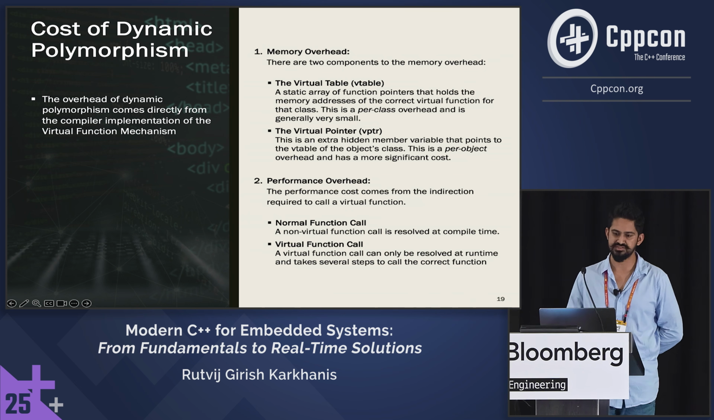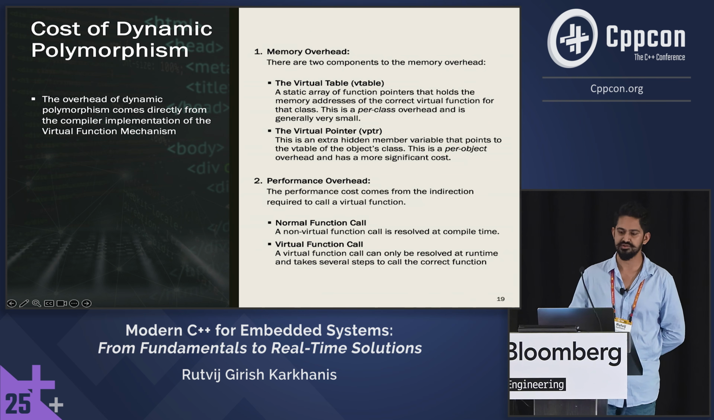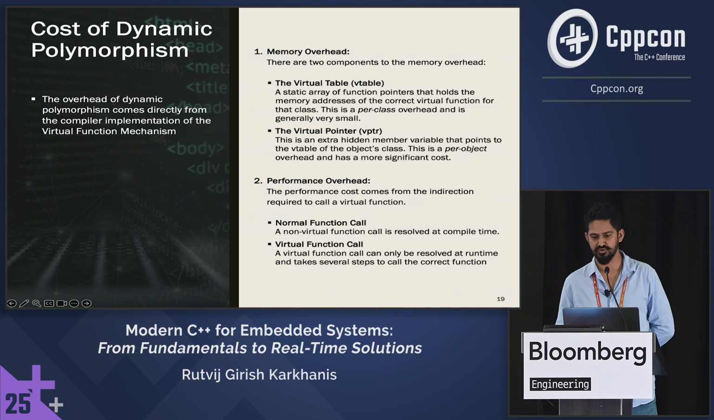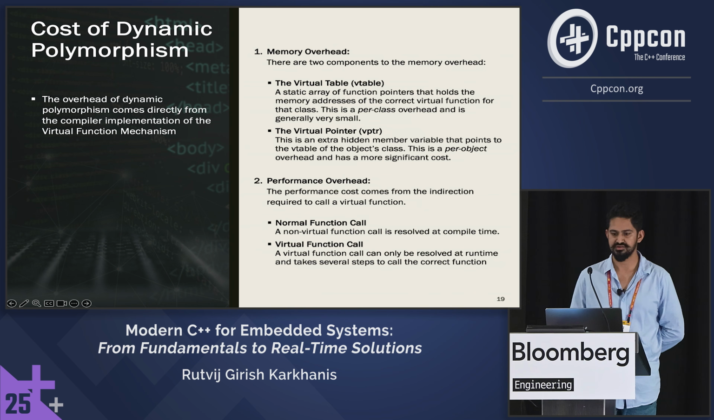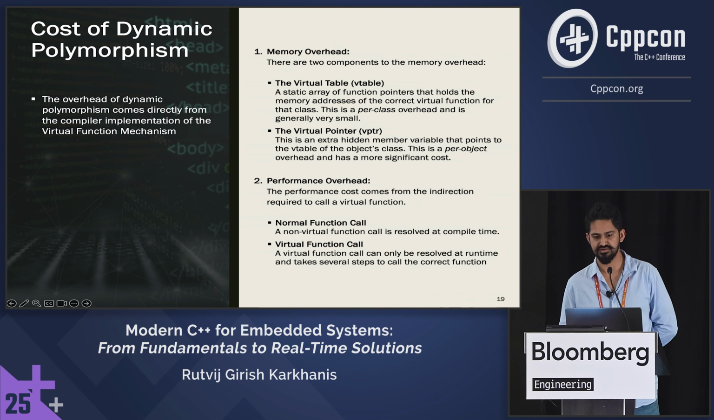Then look up the address of the read function within the vtable. This is typically a fast lookup since it's a fixed offset. And then after that, call the function at the retrieved address.